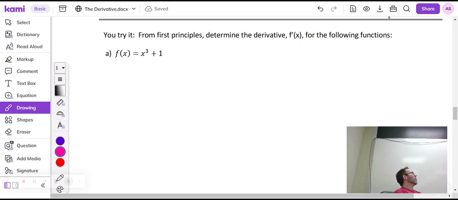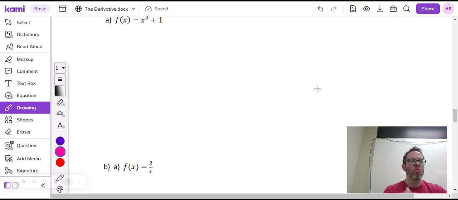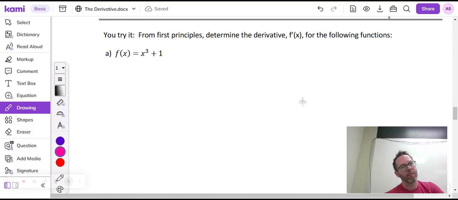All right, let's do another one. We've done a quadratic. Let's do a cubic from first principles. So I'll walk through this one with you guys, at least to start. I'll let you guys finish it off. And then we'll kind of move into releasing the responsibility onto you guys in terms of practicing.